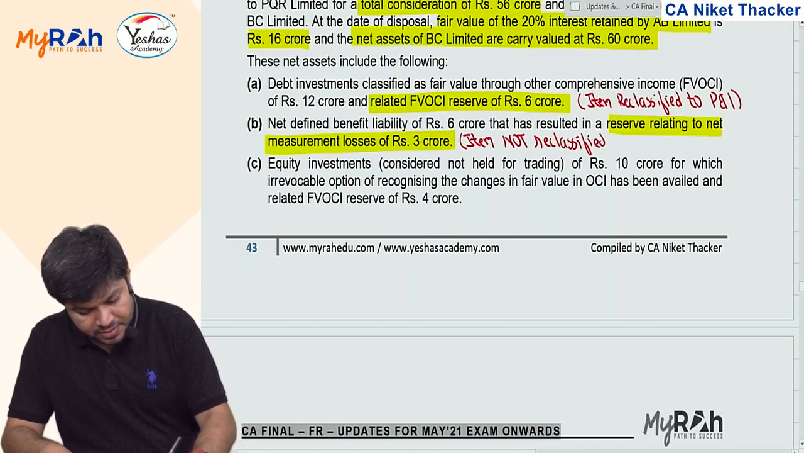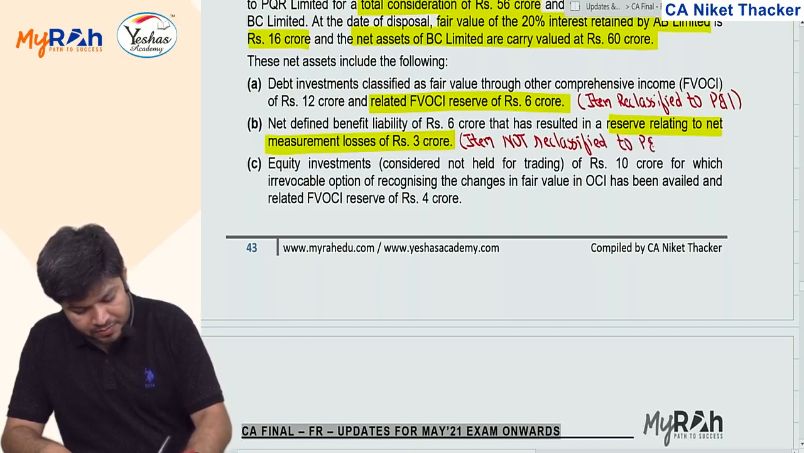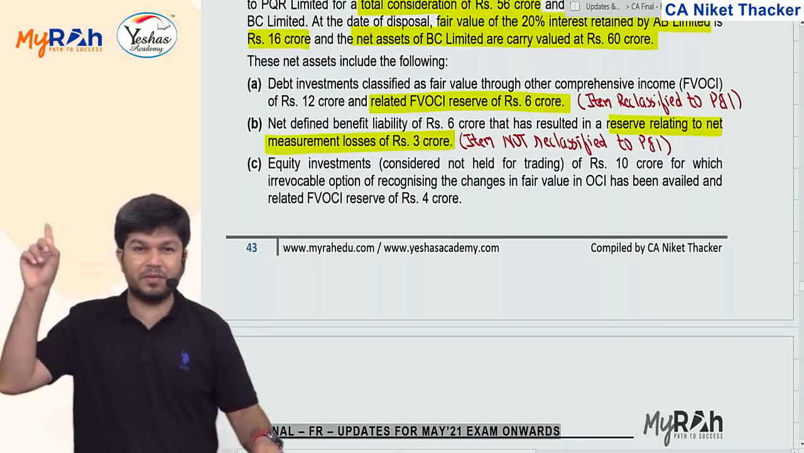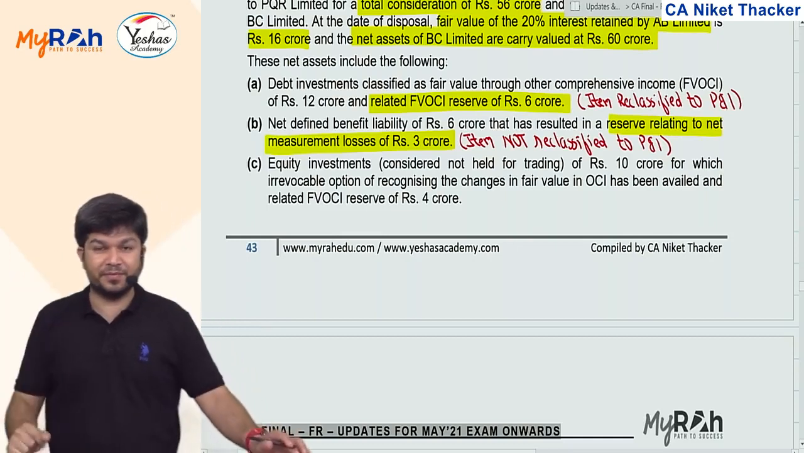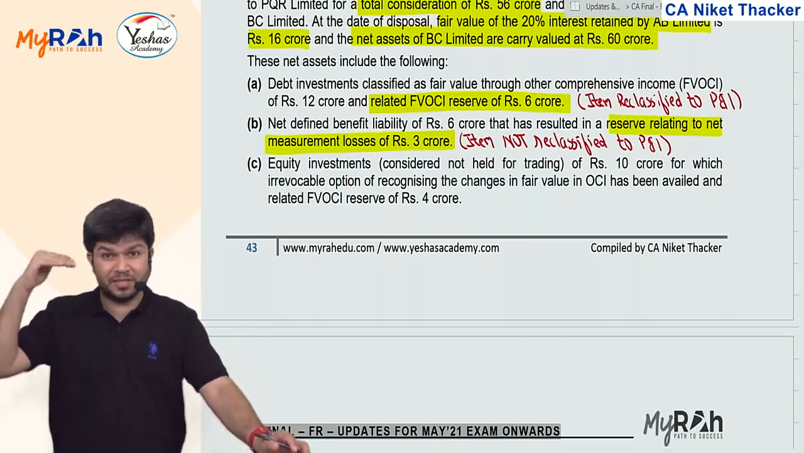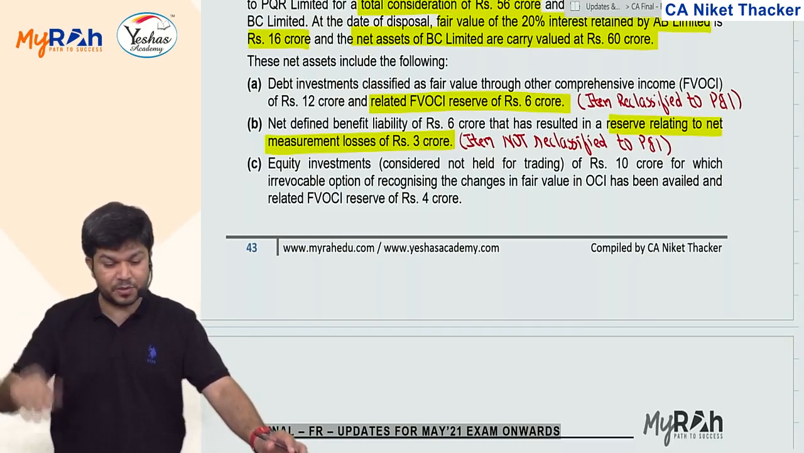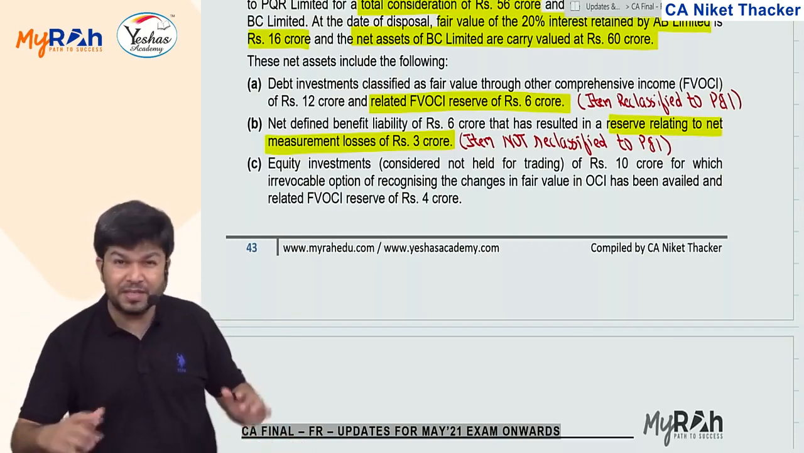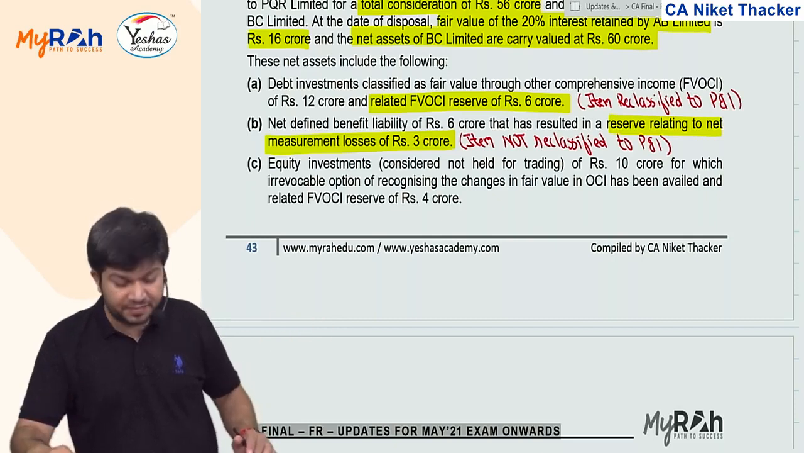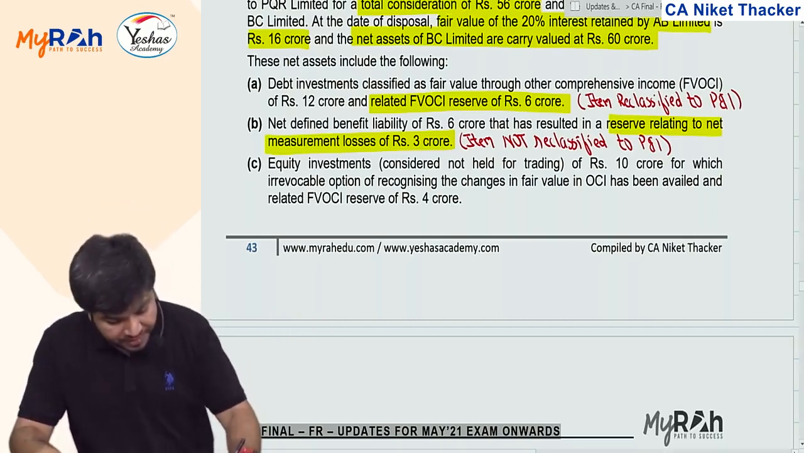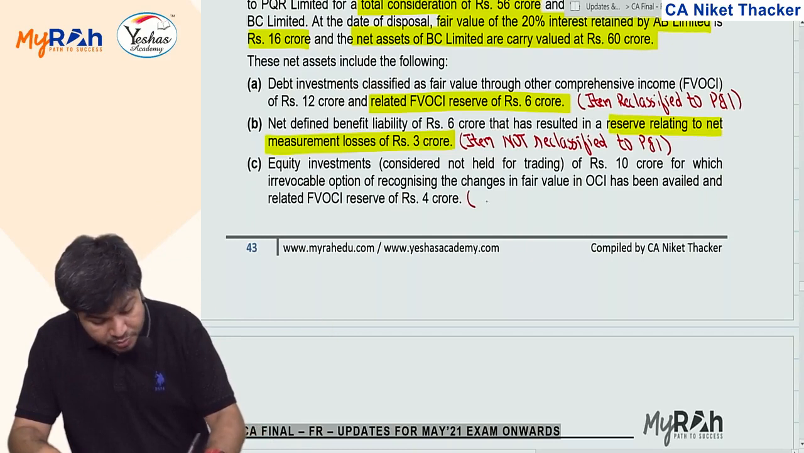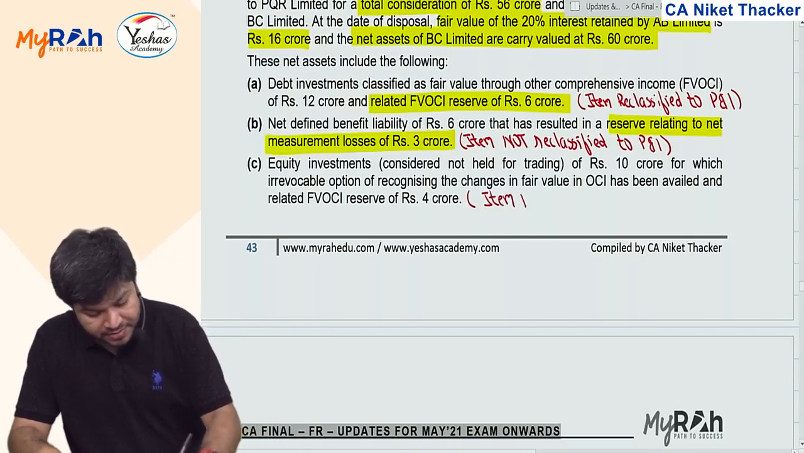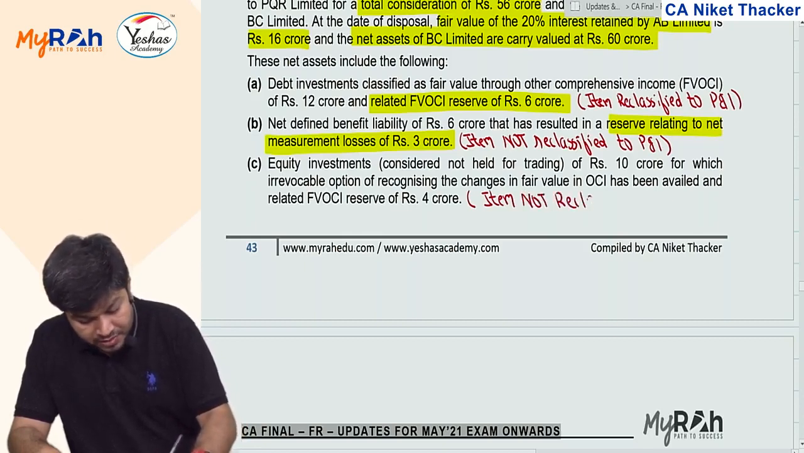Sir, which are the items reclassified to P&L, and which are not reclassified to P&L? Bhaiya, you've done in Schedule 3, in OCI, some items are reclassified, some items are not reclassified. Debt instrument is reclassified to P&L. Remeasurement of net defined benefit liability is not reclassified. Equity instruments through OCI is an item not reclassified. Debt instrument was reclassified. Equity is not reclassified.